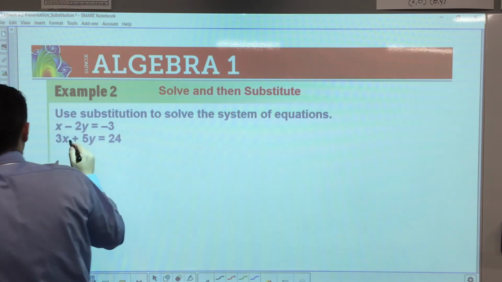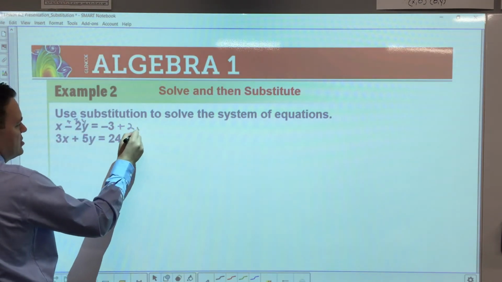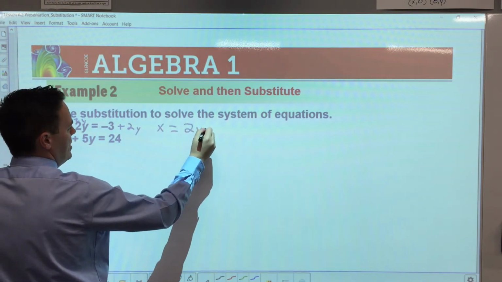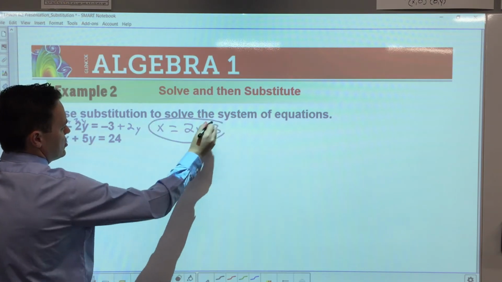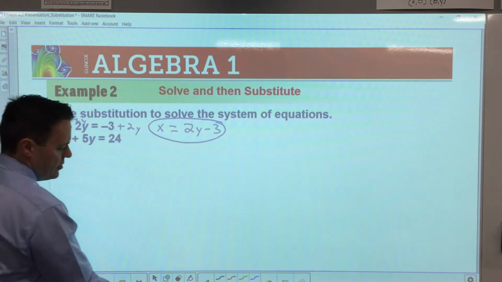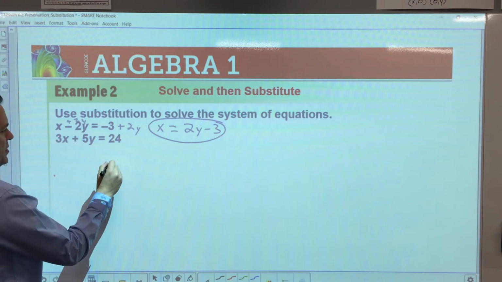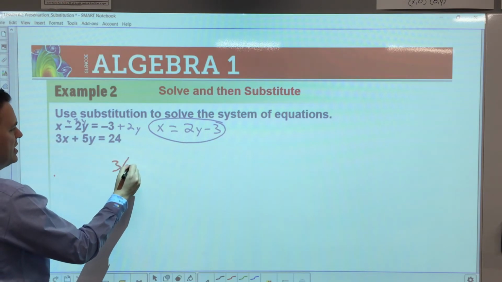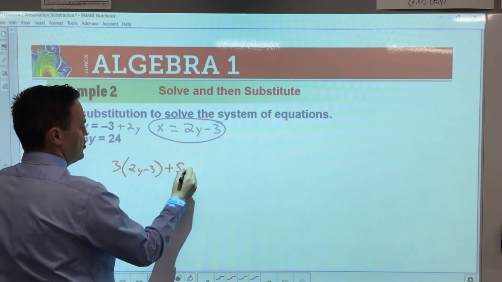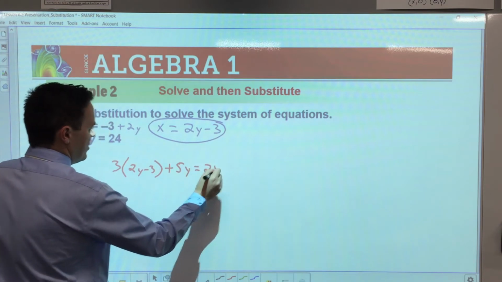So now we're just going to add the 2y to both sides. So we get x equals 2y minus 3. There's our equation. Now, we can take this value and plug it in for the x here. So let's do that real quick. If you want to do it with me, you can, or watch me do it and then take your notes. It's up to you, whichever way you prefer to learn. Just make sure that you can do this math.